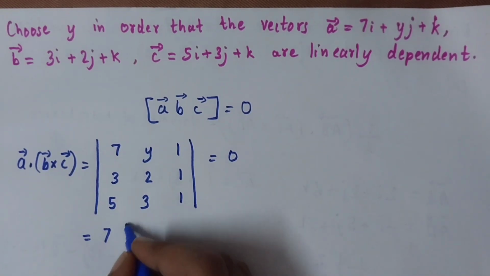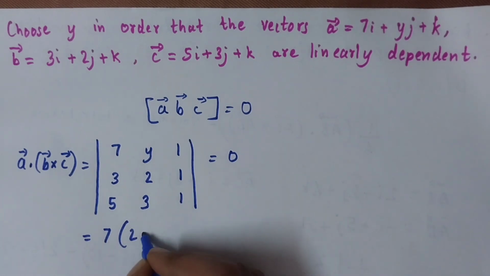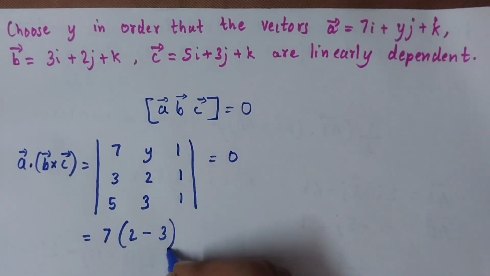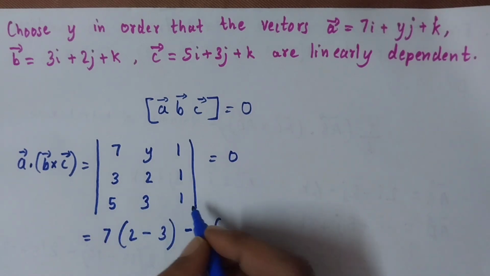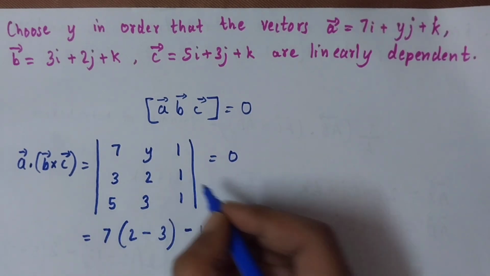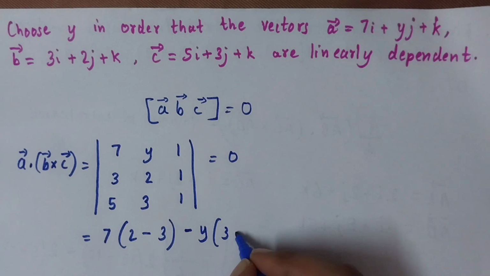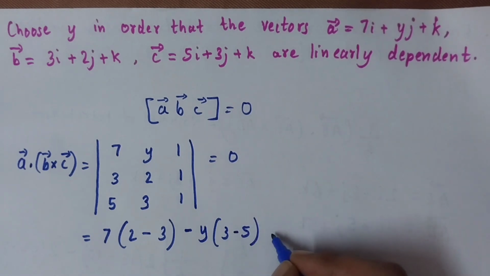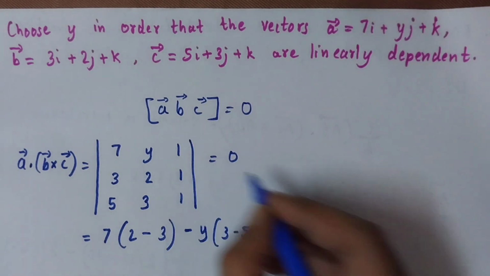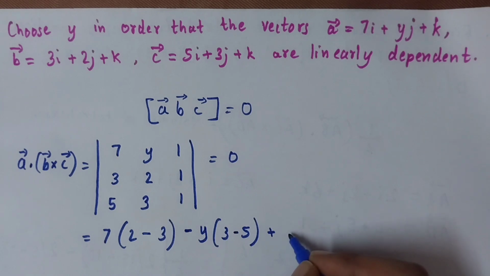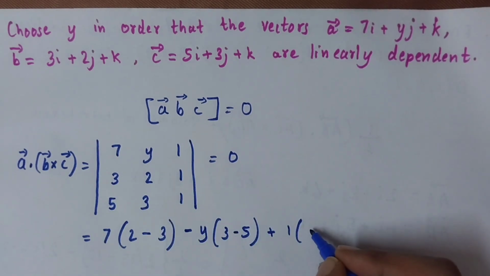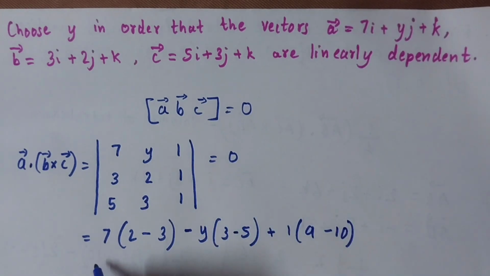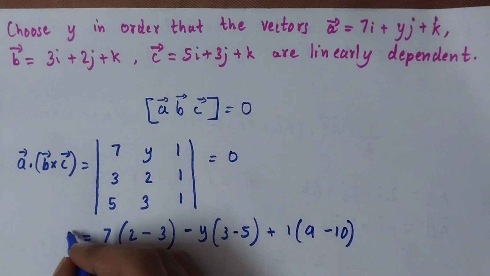Now 7 times 2 into 1 is 2 minus 3 into 1 is 3, minus y times 3 into 1 is 3 minus 5 into 1 is 5, plus 1 times 3 into 3 is 9 minus 10. Okay, this is the LHS.